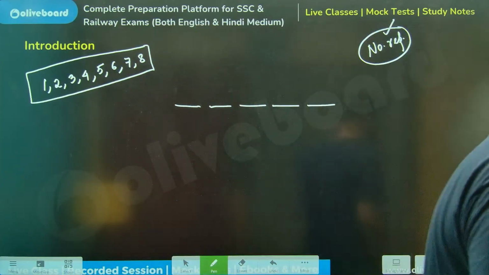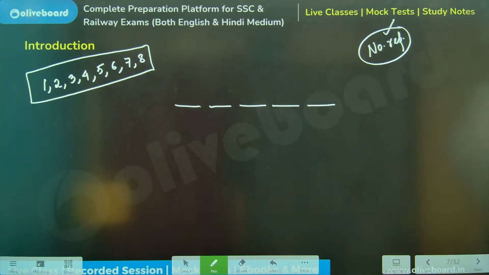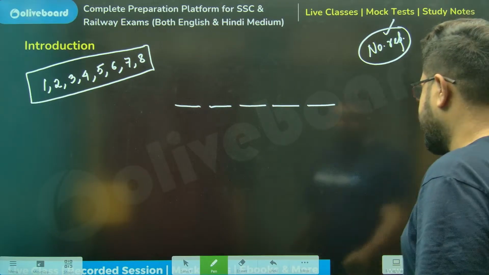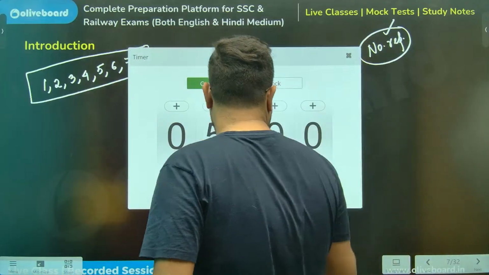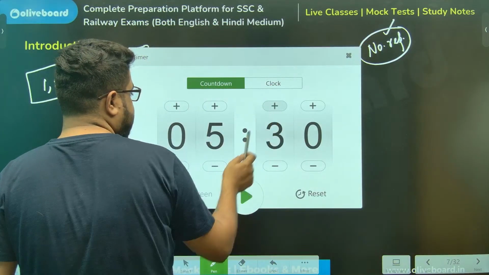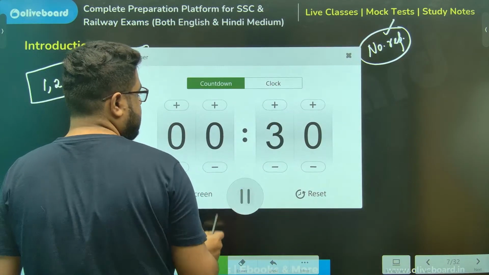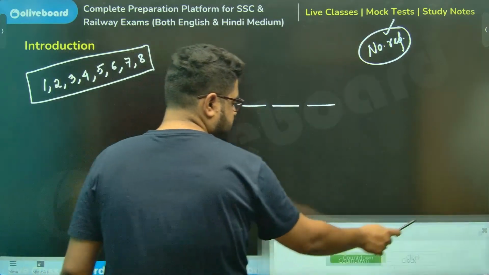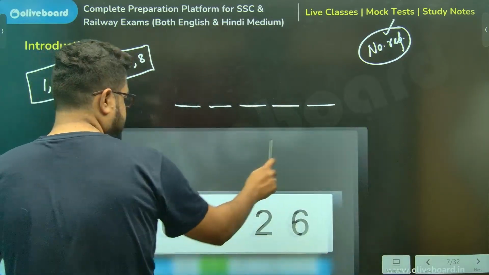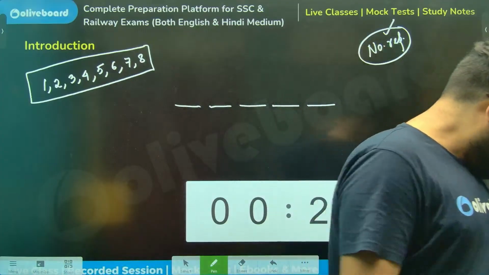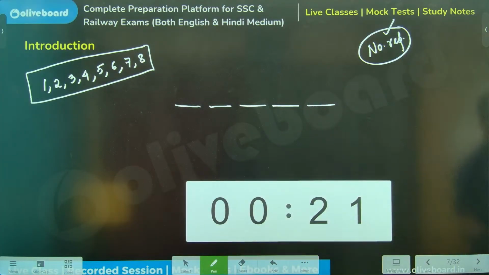Sir, please try to figure it out. I'm giving you guys 30 seconds. 30 seconds, 1, 2, 3. चलो. I need answers from everyone. Think.